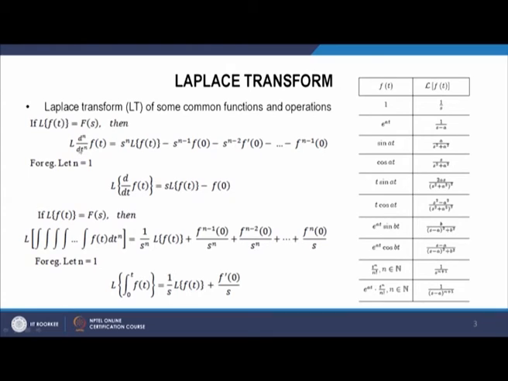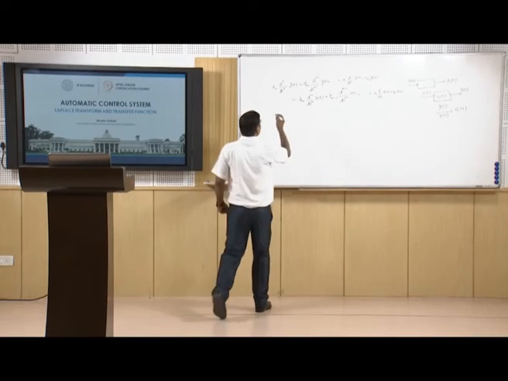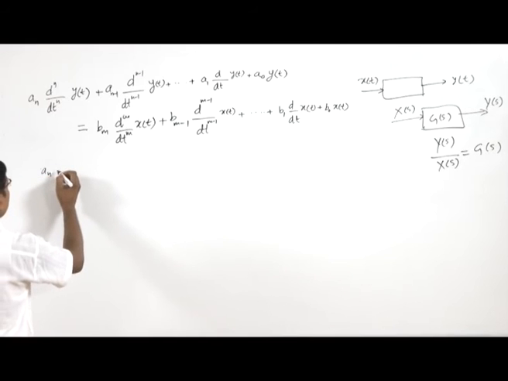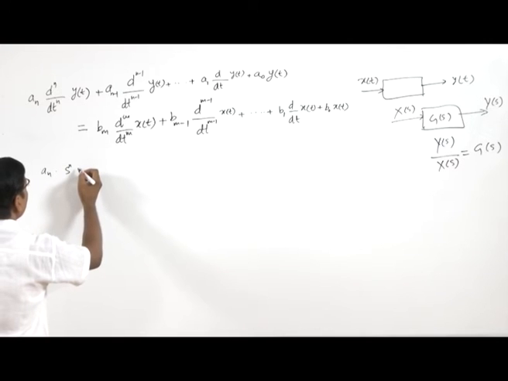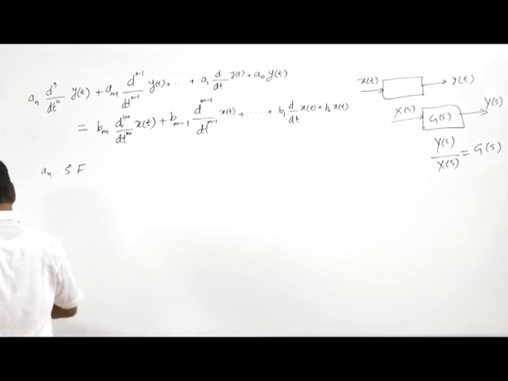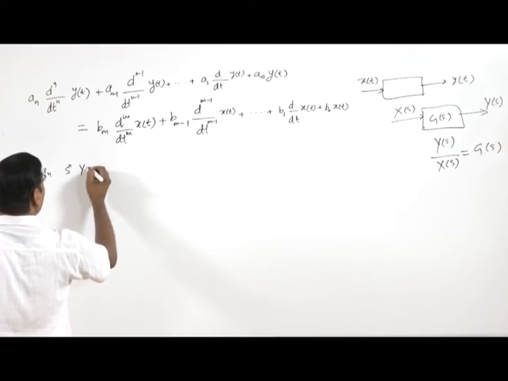So the Laplace transform of d^n by dt^n f(t) equals s^n F(s). Here we can write a_n into s^n Y(s), because our function is y(t), so we say Y(s).